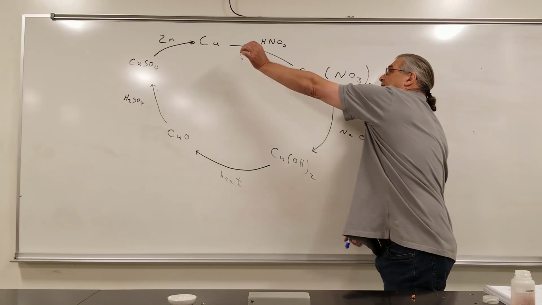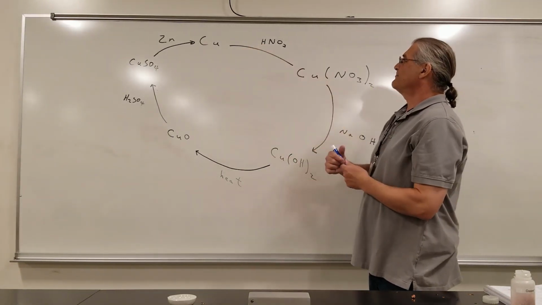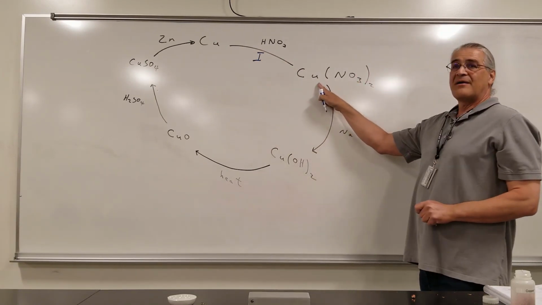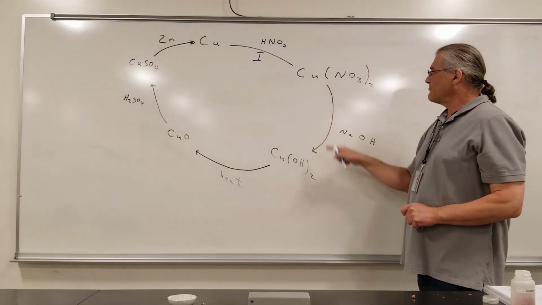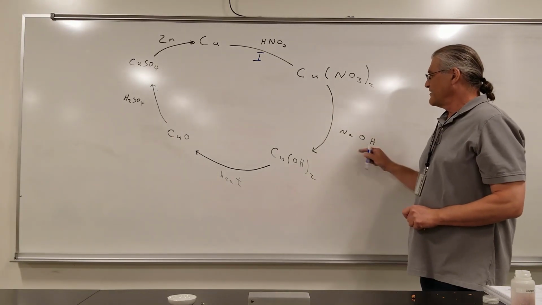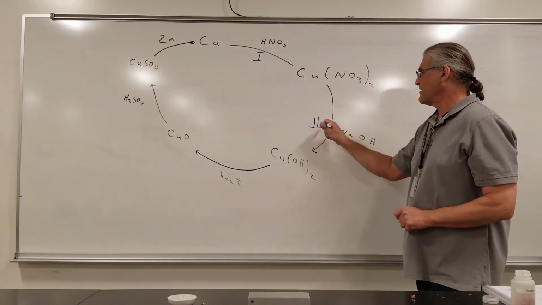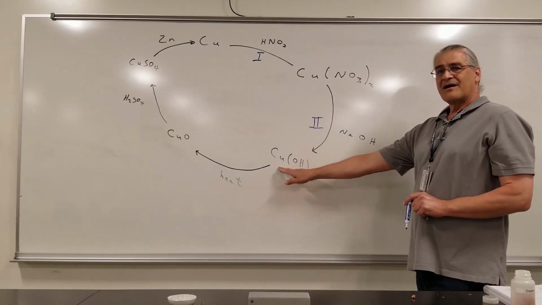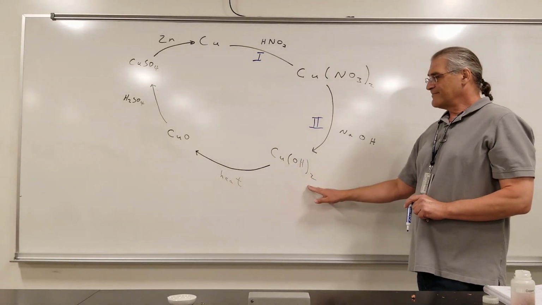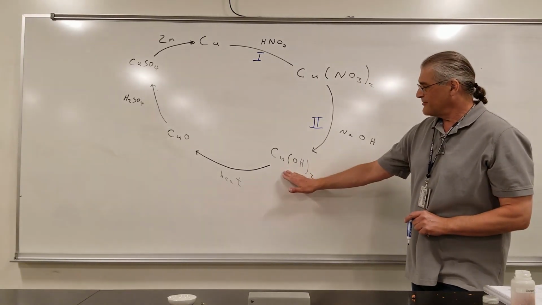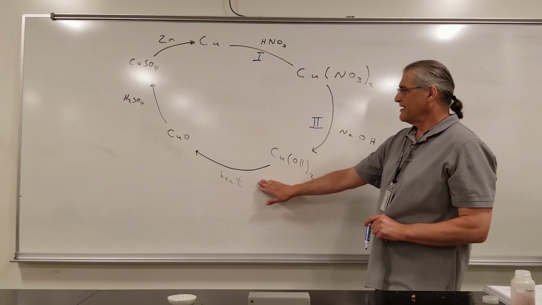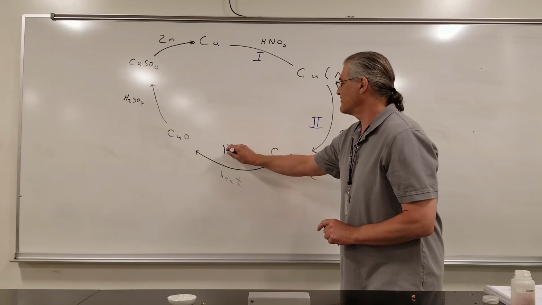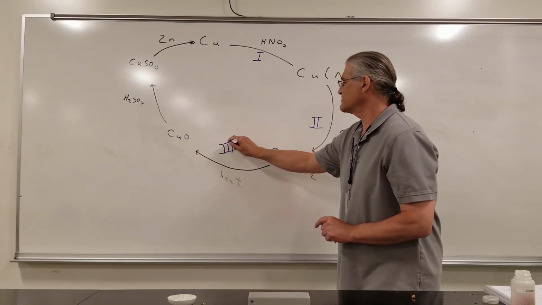You're going to take your copper metal and react it with nitric acid. That's your first reaction. That gives you copper 2 nitrate. You'll then react the copper 2 nitrate with sodium hydroxide. That's your second reaction, and you end up with copper 2 hydroxide. You then take that copper 2 hydroxide, you heat it up, and it turns into copper oxide. So that's your third reaction.